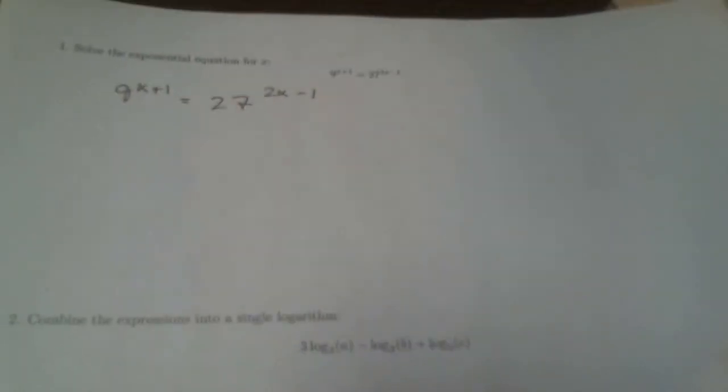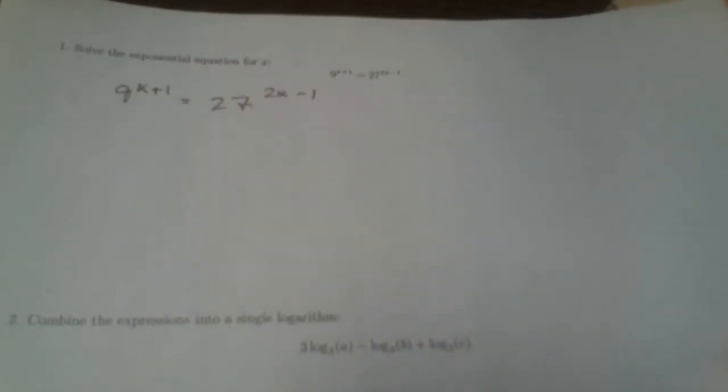So here we have the exponential equation 9 to the x plus 1 equals 27 to the 2x minus 1. An exponential equation, by definition, is an equation where you have your variable in the exponent. Your first step is to determine whether you can write both sides in terms of the same base, because generally that makes it a lot easier.